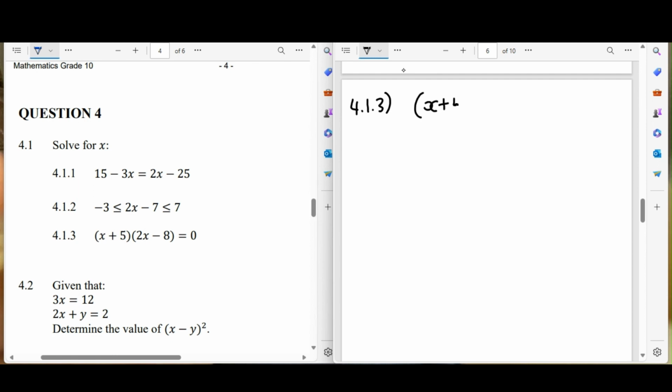(x + 5)(2x - 8) is equal to 0. Okay, so I think what they might be expecting you to do here is try and multiply these brackets out. And you could do that, and potentially that would be a way to solve for this one.